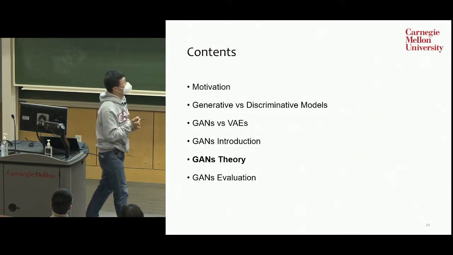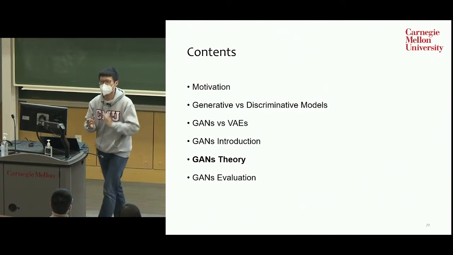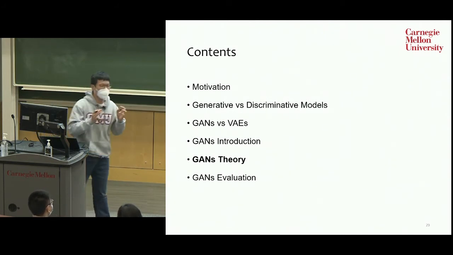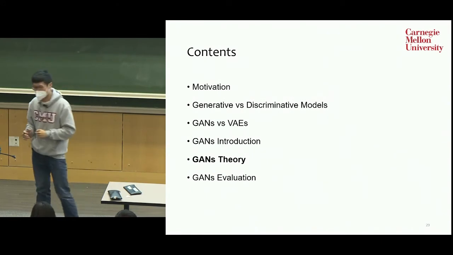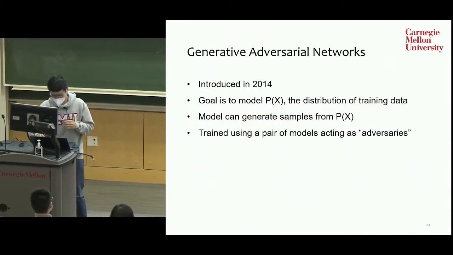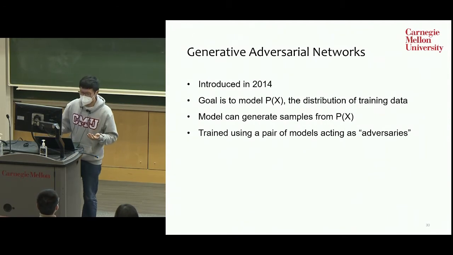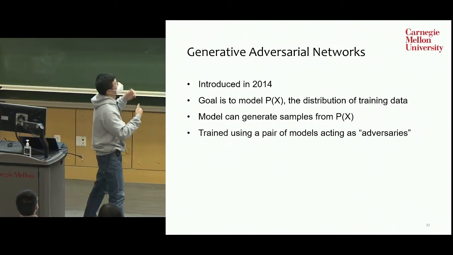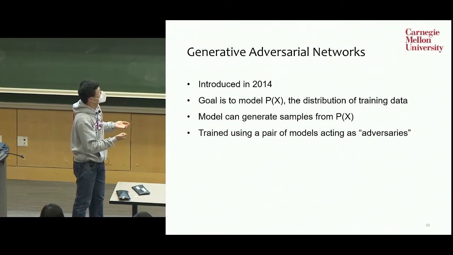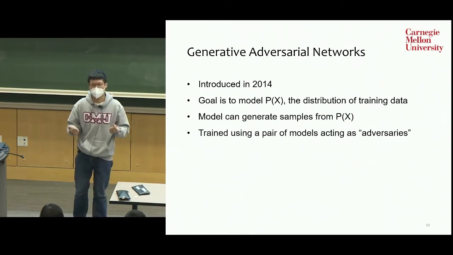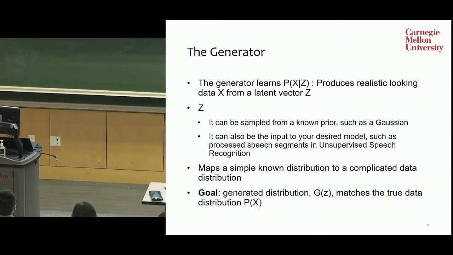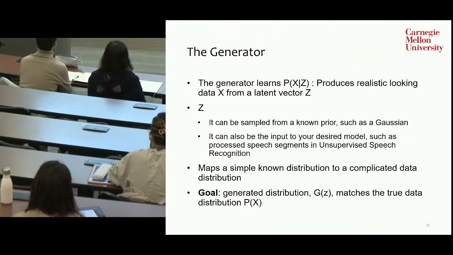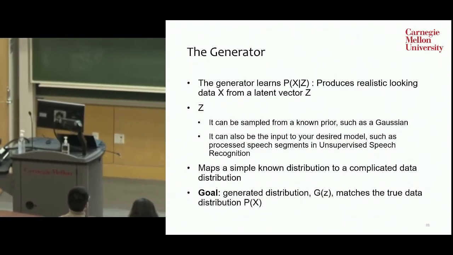All right, so now let's get to the exciting part of our GAN, which is the theory. Well, it may not be as exciting, but it's definitely more intuitive than you think, at least for the original GAN. Just to recap, GAN was introduced in 2014. The goal is to model the distribution of training data, and we're using a pair of models acting as adversaries. The generator learns P(X|Z), which means it's producing realistic looking data X from a latent distribution Z.